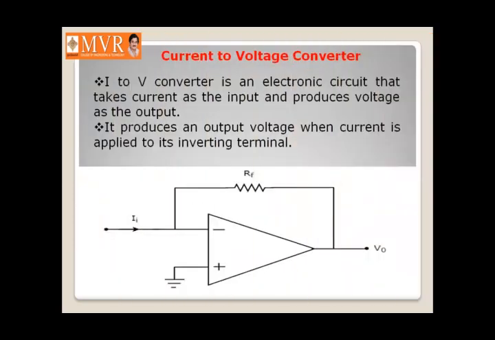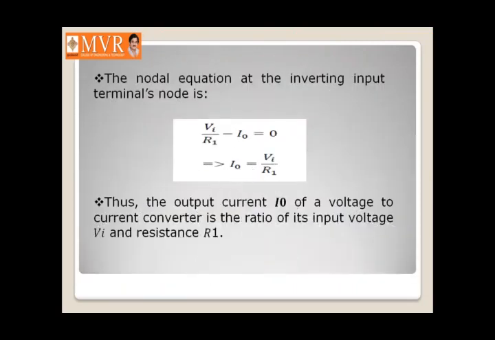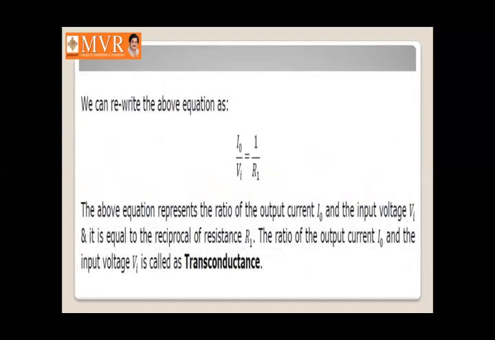And we have observed that the output current I naught is proportional to the input voltage. Here R1 is constant, so I naught is proportional to the input voltage variations. As the input voltage changes, I naught is going to change. And this circuit is also called a transconductance amplifier.